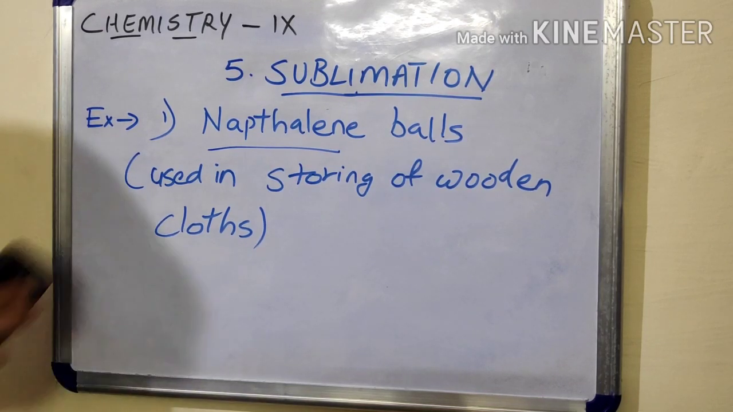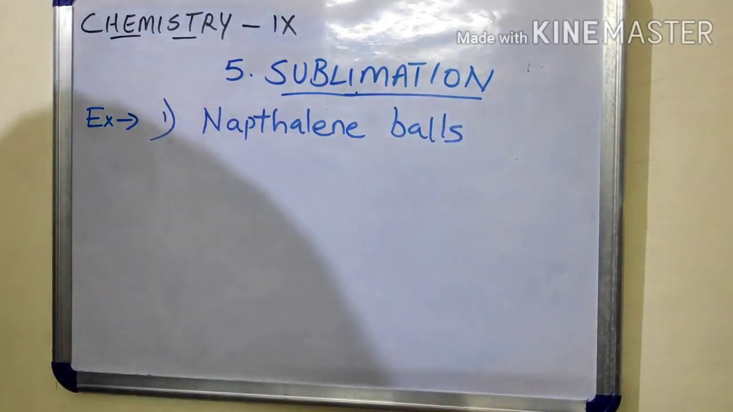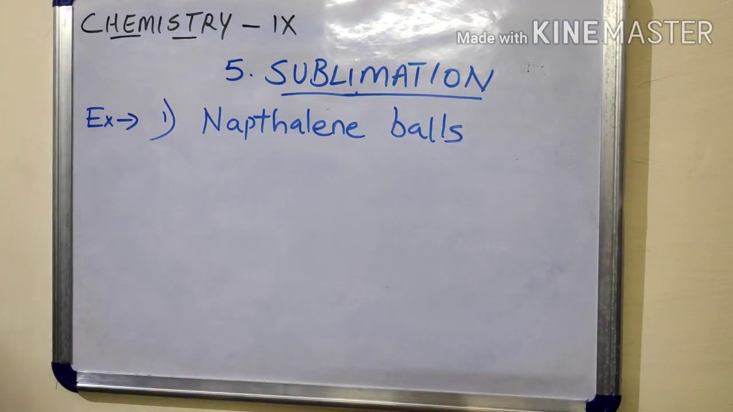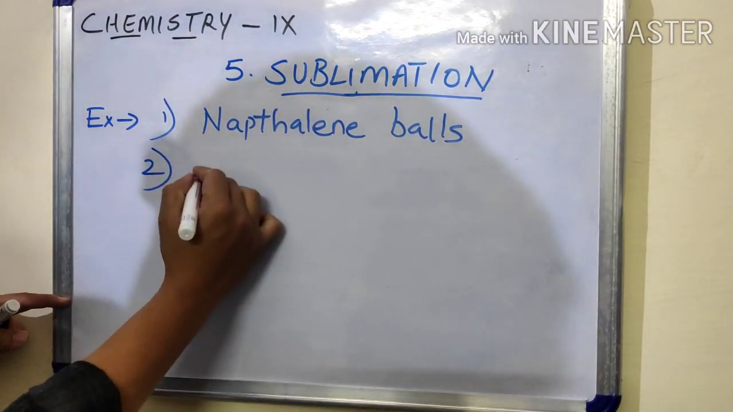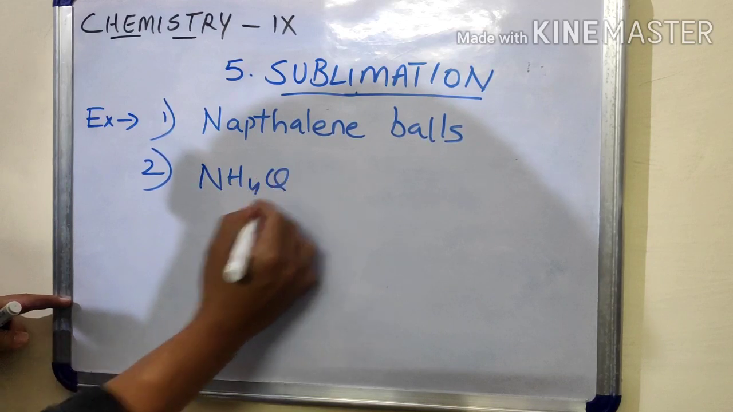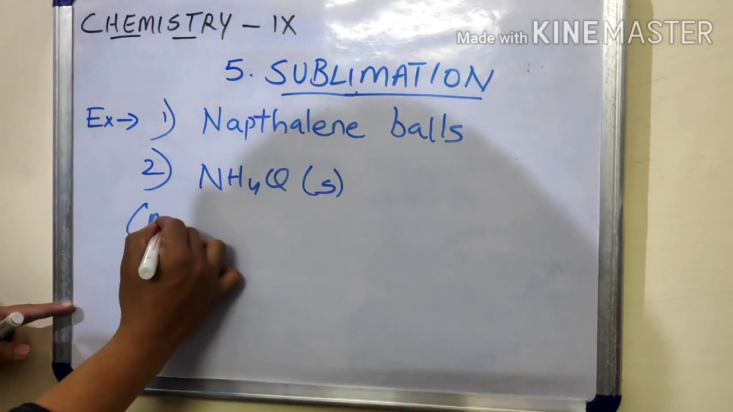Then another example, second example, is ammonium chloride. Ammonium chloride, that is your NH4Cl. If it is a solid, okay, this is your ammonium chloride.